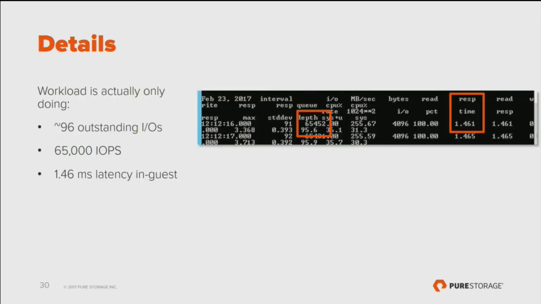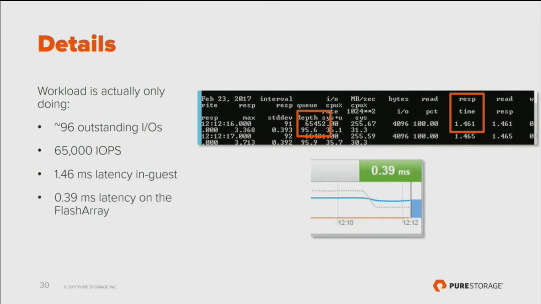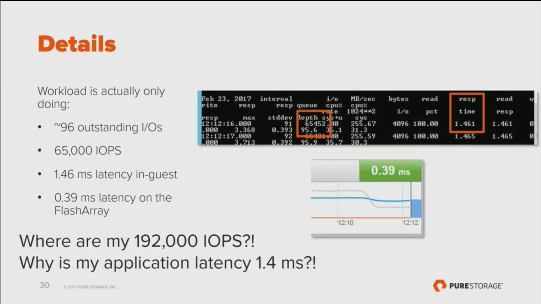Well, as you can probably guess, I'm not. And what this VDBench readout shows, you may not be able to read it in the back, but it says I'm doing 65,000 IOPS, give or take a few, and my latency is about 1.4 milliseconds. My array latency is reporting at 0.4 milliseconds. So what's the problem here? Why am I not getting 192,000 IOPS, and why is my latency so high? Well, let's go through these settings and metrics.